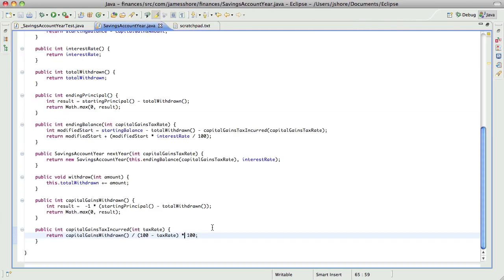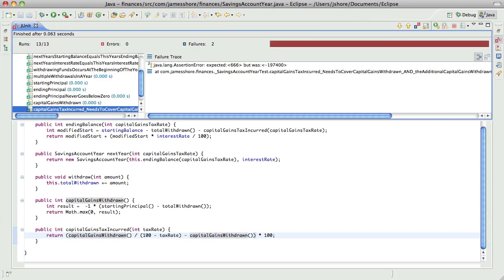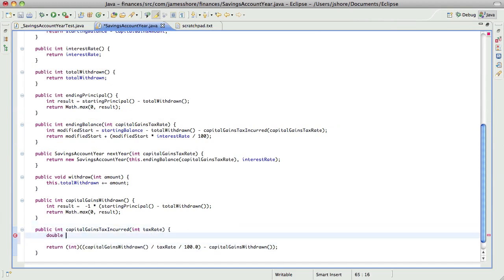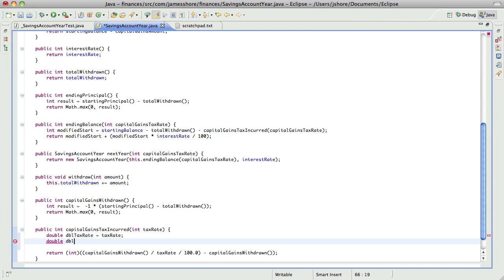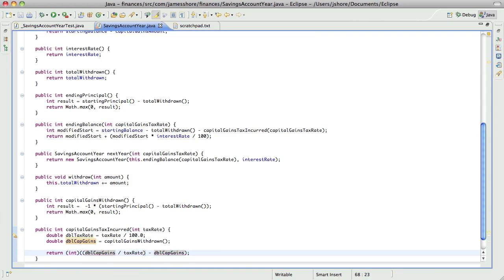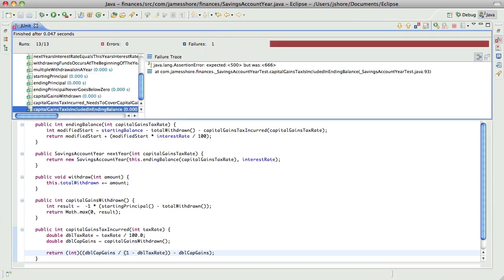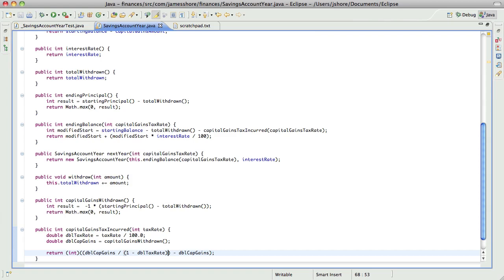What was that formula again? It's 1,000 minus capital gains withdrawn. Okay. Oh, that is just so wrong. Okay, let's figure this out. Well, let's just use floating points for that and see what that gets us. So I did 666 minus 1,999. All right, let's just do it this way. Double tax rate. Tax rate, yes, exactly. Okay, is that going to work? Maybe. 666 was 6,000. Oh, and I somehow lost my 1 minus along the way. Expected 500, was 666. Okay, that's the correct answer.